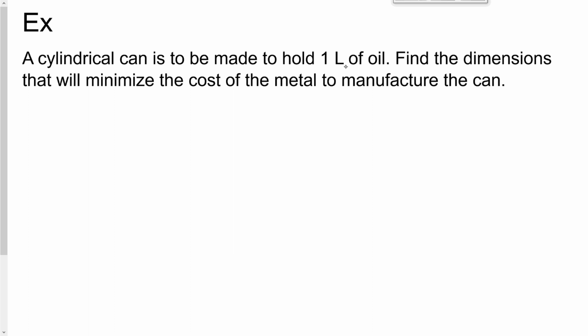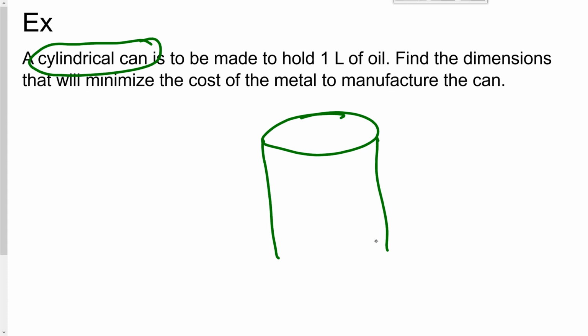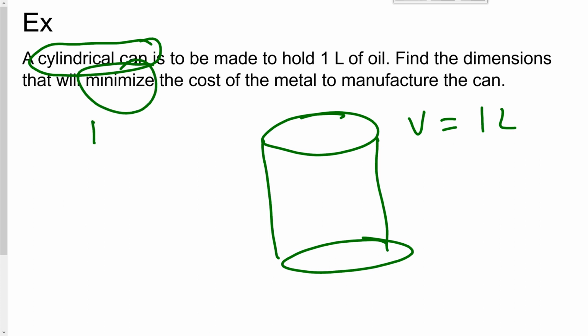Okay, so here's another one. We have a cylindrical can. So draw it. Cylinder. And it can be made to hold 1 liter of oil. So that's talking about volume. So our volume is 1 liter of oil. And we want to find the dimensions that minimize. So that means taking the derivative.